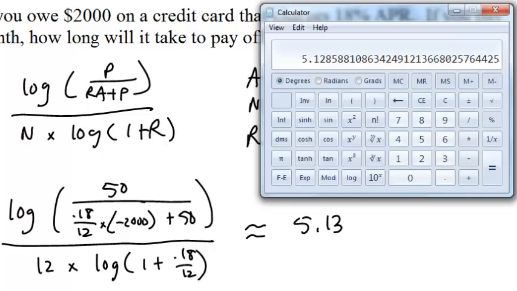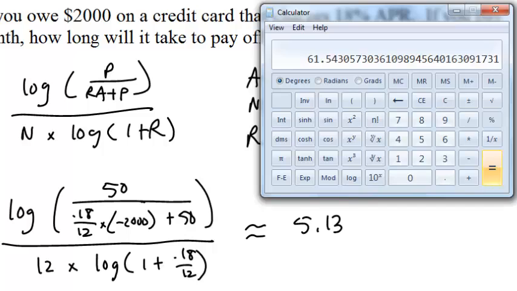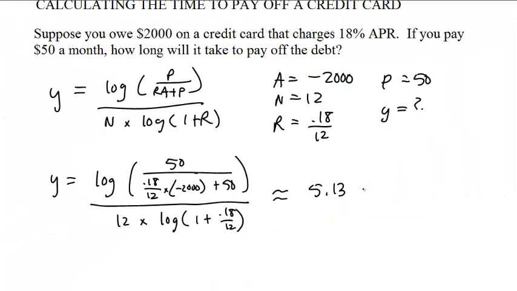And this is why I said you almost don't need to necessarily divide by the 12, because if you hadn't divided by 12, you would have had 12 times more. Multiply this by 12, and we get 61.54. I'm going to round that up to 62 payments. So this is 5.13 years, which is 62 payments.